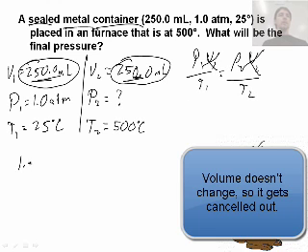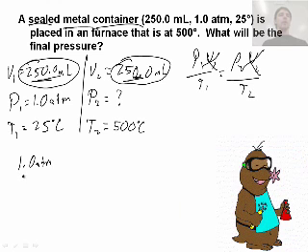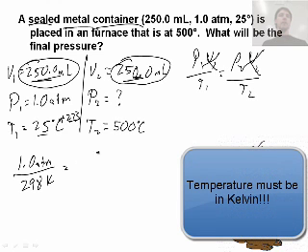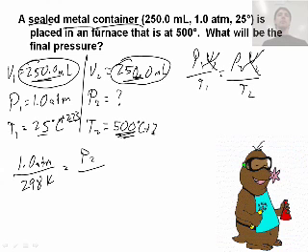So let's plug the numbers in. P1, 1 atmosphere, over T1. Oh, can't use 25, have to add 273. So that's 298 Kelvin. 25 plus 273 is 298. P2, don't know, that's what we're looking for. Can't use 500, we have to add 273. So that's 773 Kelvin.